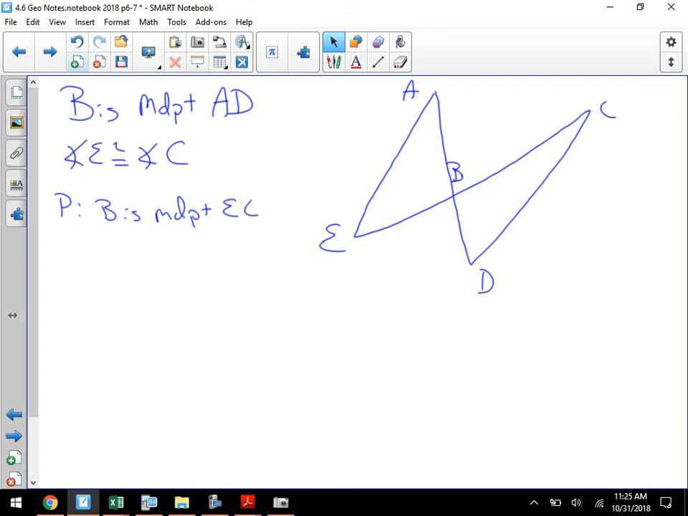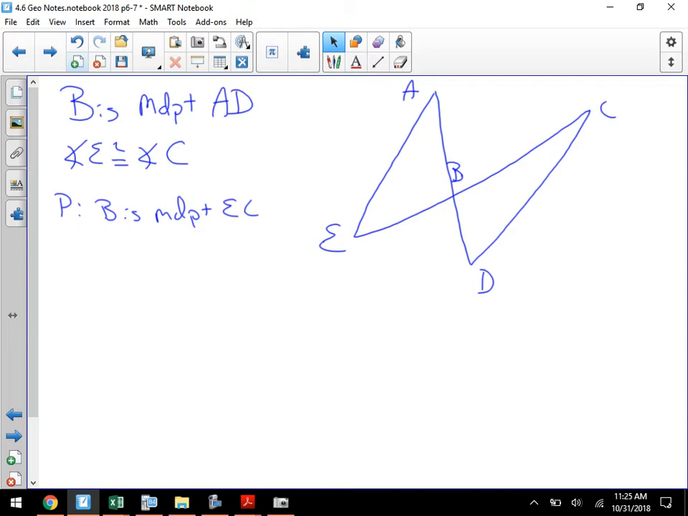So notice you're starting with your midpoint of AD. You've got a pair of angles that are congruent, and it wants you to show that B is also the midpoint of EC. If you're going to have to show that you have a midpoint on a different segment, that means at some point we have to show that those two smaller segments that make up EC are going to be congruent. So you go through the start.